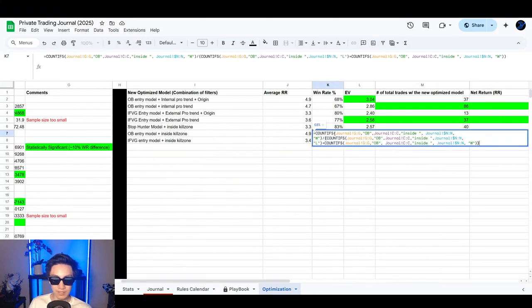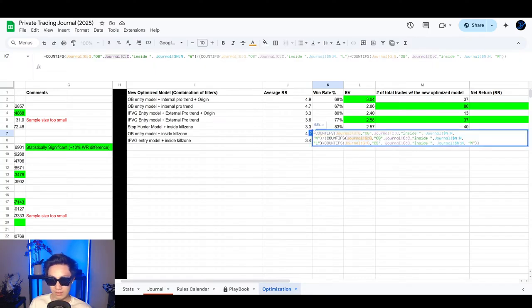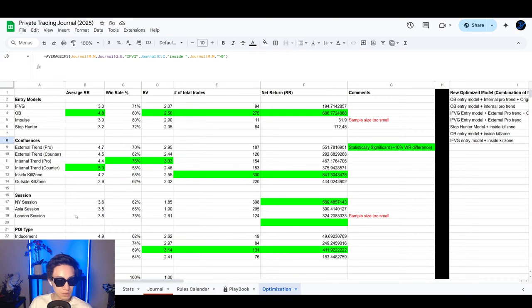Almost 10% win rate difference, 68% versus 60%. So you guys can clearly see there is a difference. Now let's look at IFG inside kill zone. Let's do it.